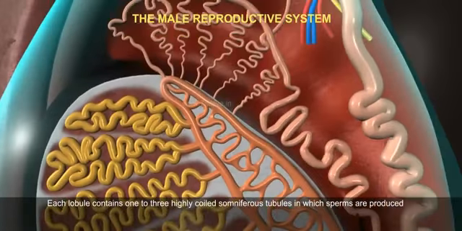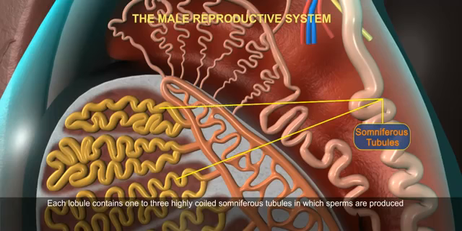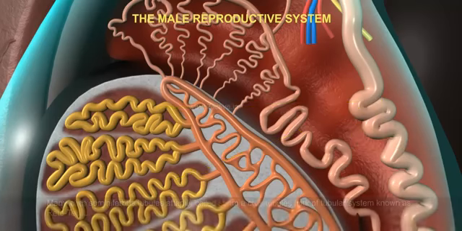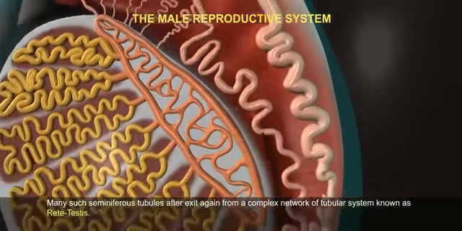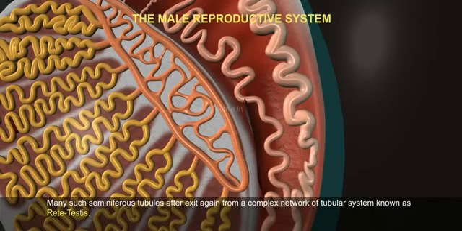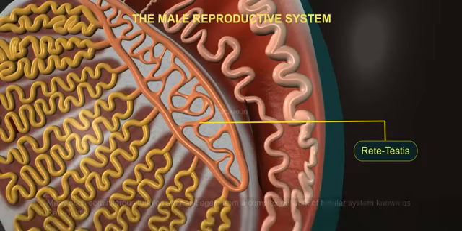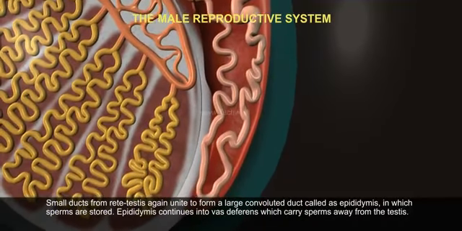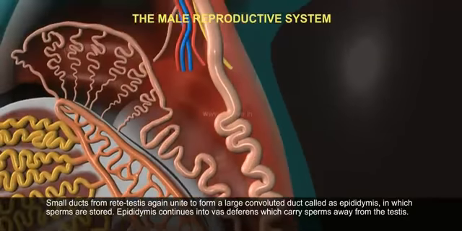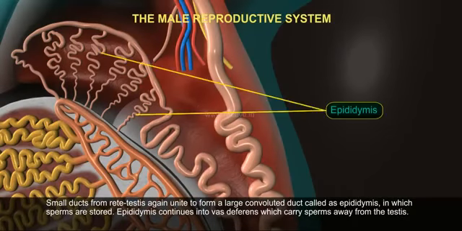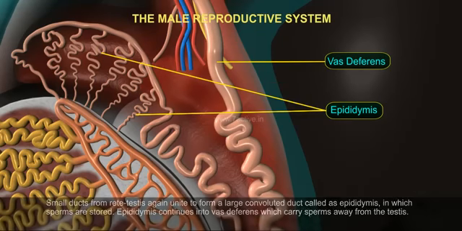Each lobule contains 1 to 3 highly coiled seminiferous tubules in which sperms are produced. Many such seminiferous tubules, after exit, again form a complex network of tubular system known as rete testis. Small ducts from the rete testis again unite to form a large convoluted duct called the epididymis, in which sperms are stored. The epididymis continues into the vas deferens, which carries sperms away from the testes.